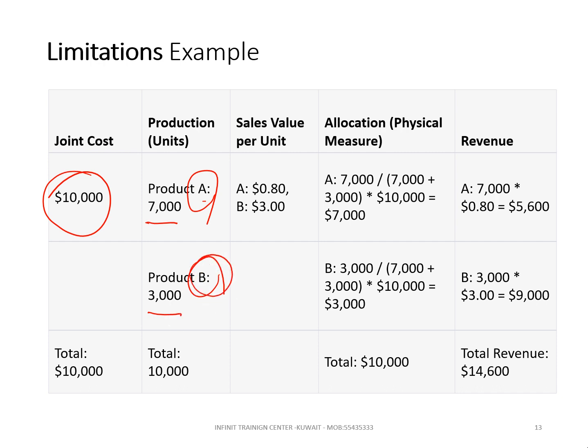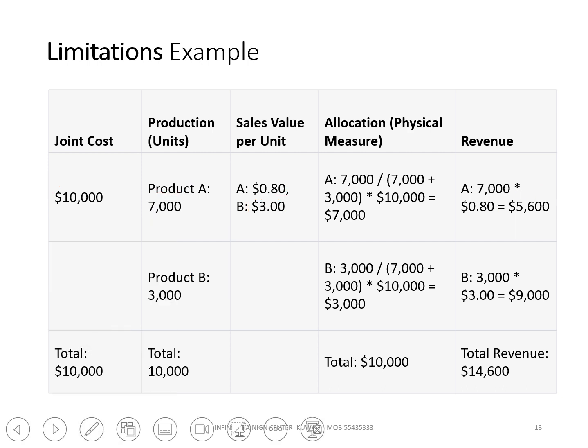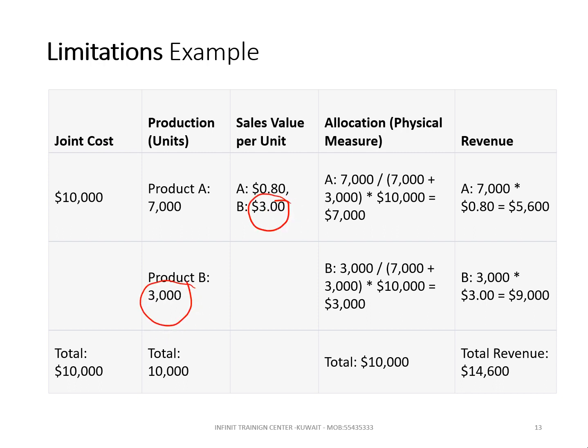And we can just check the selling price of A and B. A is sold for 0.8 and B is sold for 3. So if I sell 7,000 units of A at 0.8 per unit, our revenue is going to be 5,600, which is 7,000 multiplied by 0.8. And for product B, it is going to be 3,000 multiplied by $3, so it is going to be 9,000. This is the revenue.